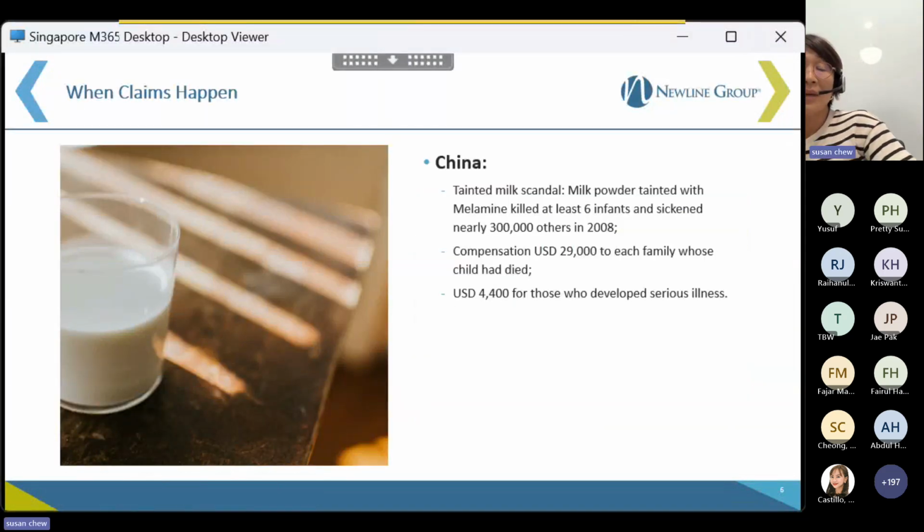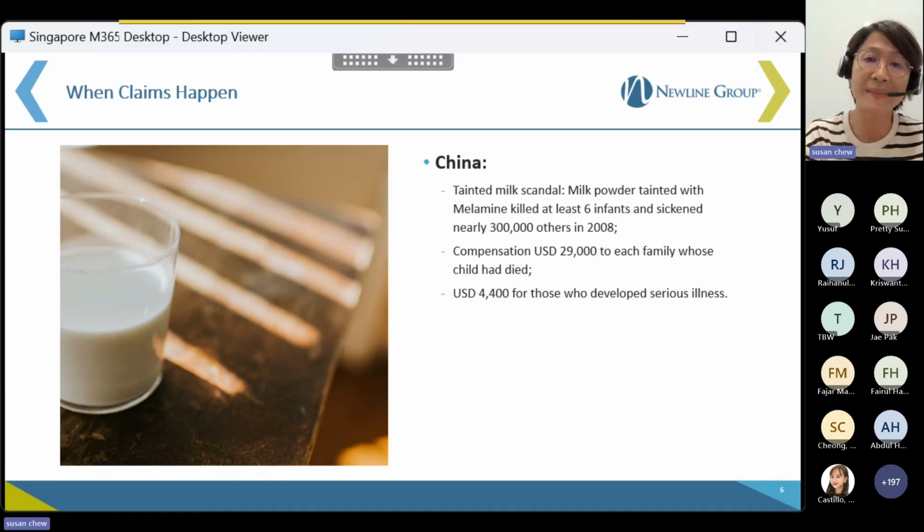A couple of years ago, you may recall as well, in China, there was a tainted milk incident whereby milk powder, which was meant for babies, was contaminated with melamine. That particular incident in 2008 killed 6 infants and caused some 300,000 babies to be sick. There was some compensation, and in the published report, around 29,000 was being paid to each family whose child has died, and then some smaller compensation was made available to the other families whose child developed serious illness.